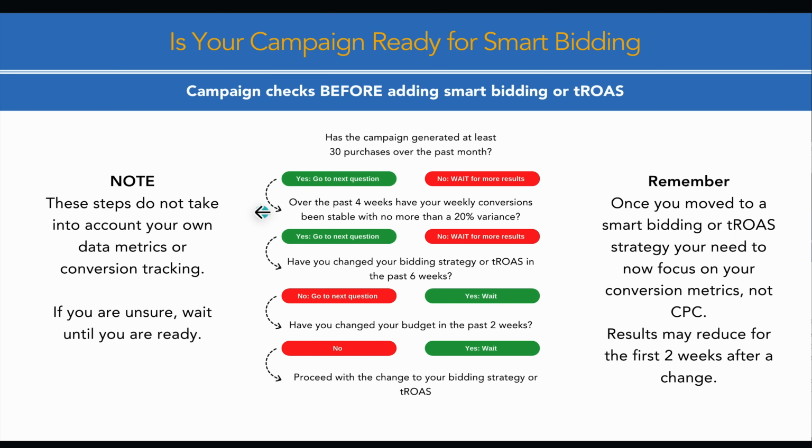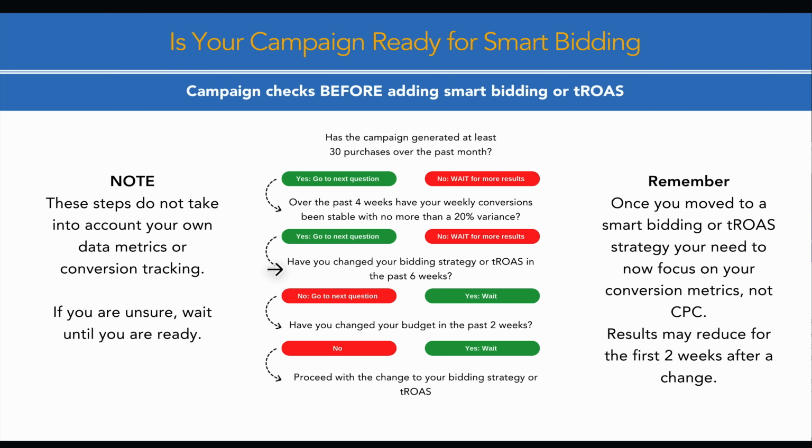Over the past 4 weeks, have your weekly conversions been stable with no more than a 20% variance? And what we're really looking for here is one main thing. If we just go, 1 week you might get 10 conversions, the next week you might get 1, the week after that you might get 7, the week after that you might get 2. Everything's sort of jumping around there, and you just want to, once again, wait and give it more results.